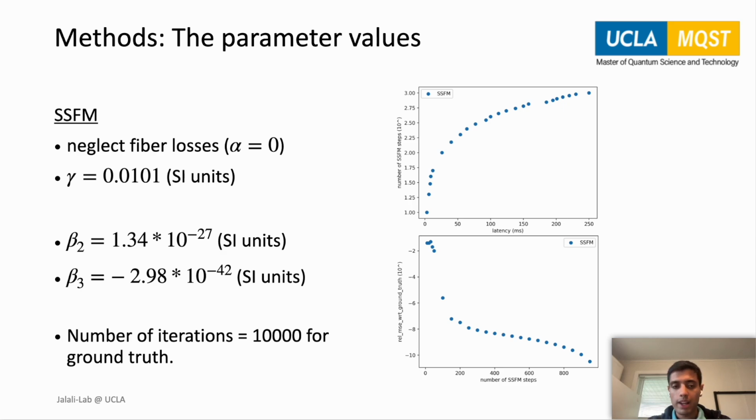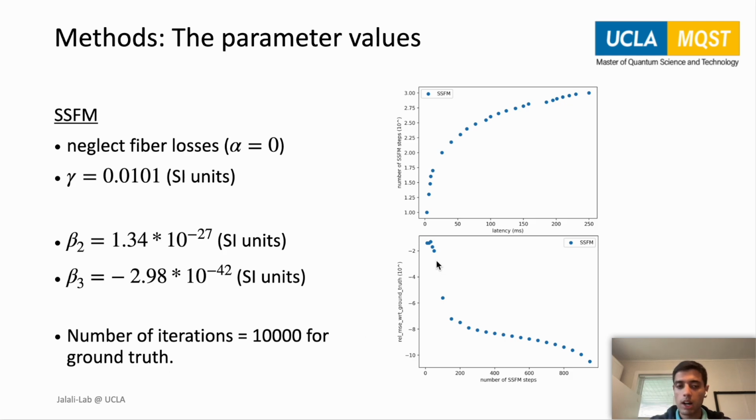These are some realistic values of SSFM parameters that we use to generate the data. We neglect fiber losses, which is quite a realistic assumption in many cases. We set gamma to 0.0101 in SI units, and beta 2 and beta 3 are set to these values. In order to generate the ground truth, we set the number of split-step Fourier method iterations to about 10,000 to ensure that the ground truth data is quite accurate.